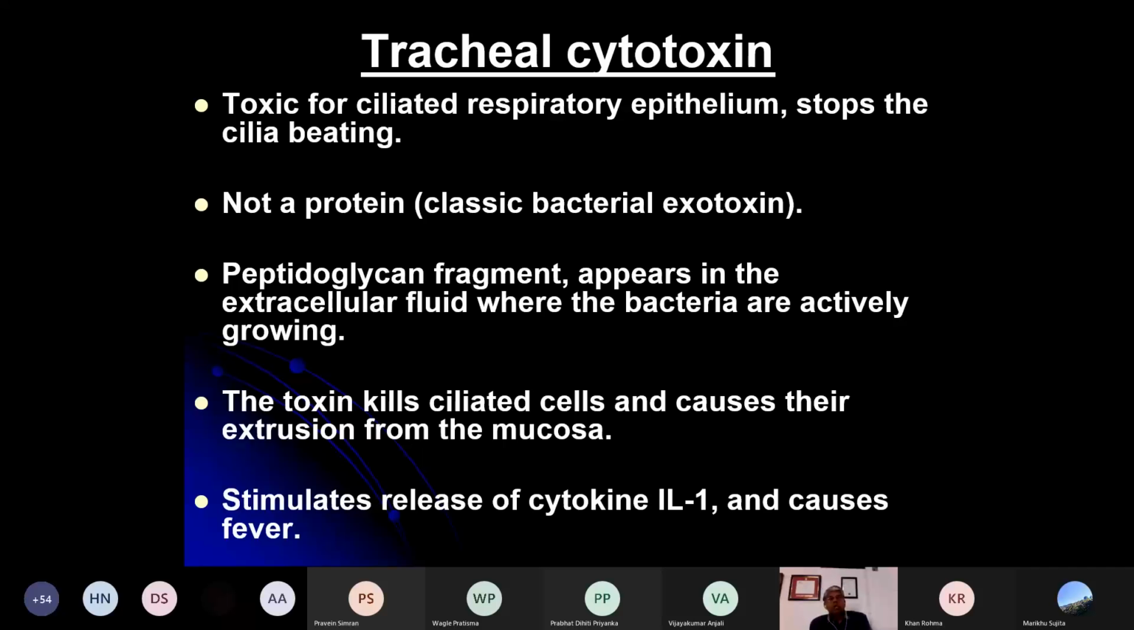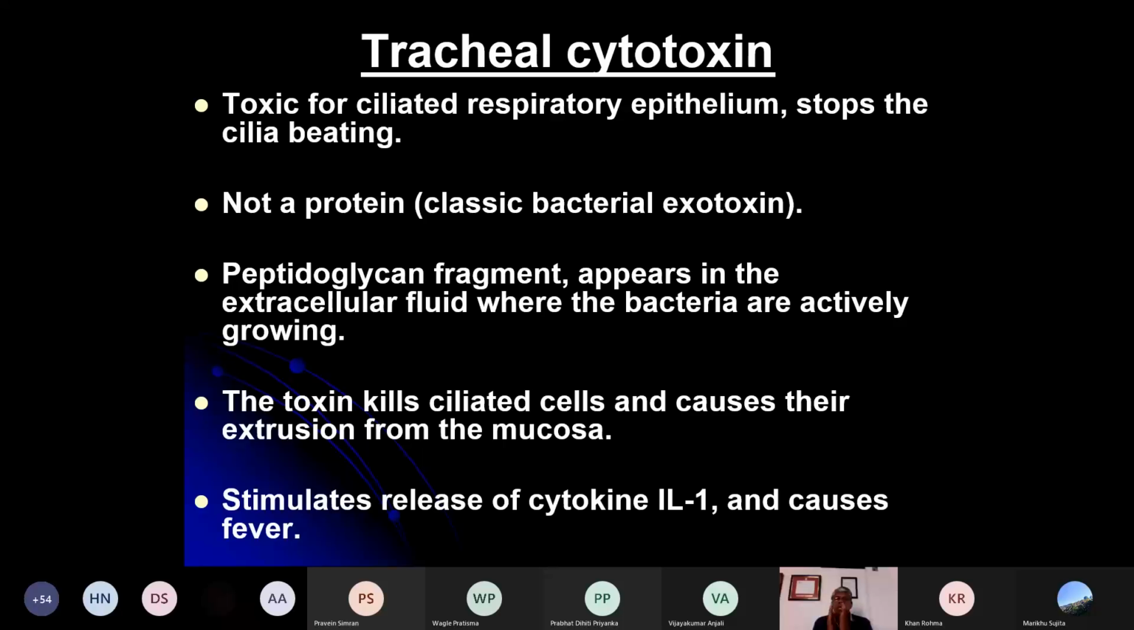The third important toxin is tracheal cytotoxin. It's simpler to understand. It's not a protein. It's a classical bacterial exotoxin. It's secreted out of the cell. It's a peptidoglycan, and what it does is it kills the ciliated cells. The ciliated cells are predominantly present in the trachea. So what happens is the ciliated cells which are lining the trachea are destroyed by tracheal toxin.